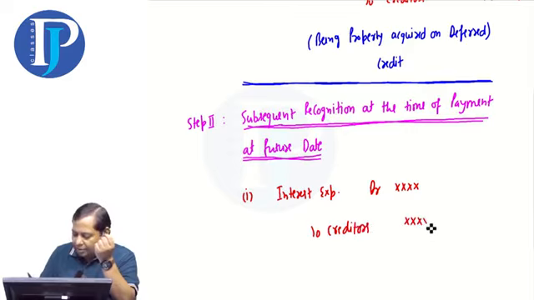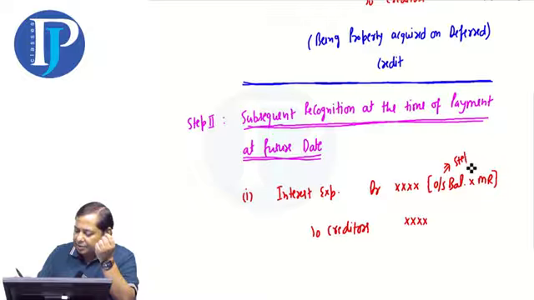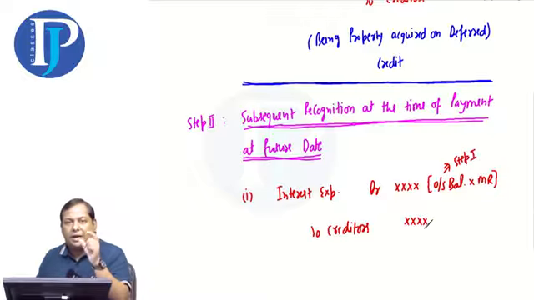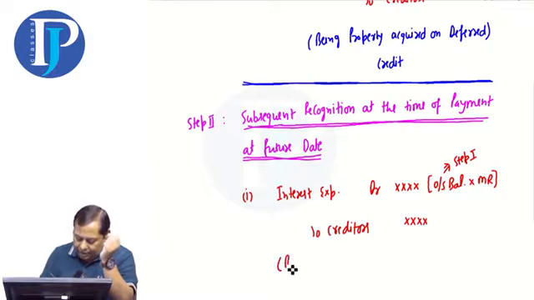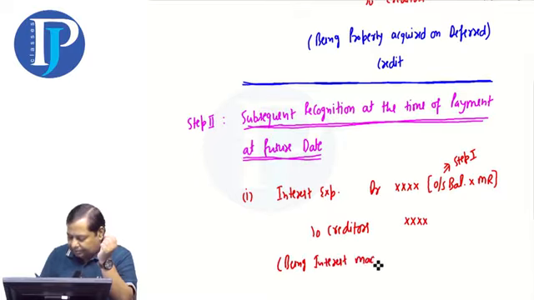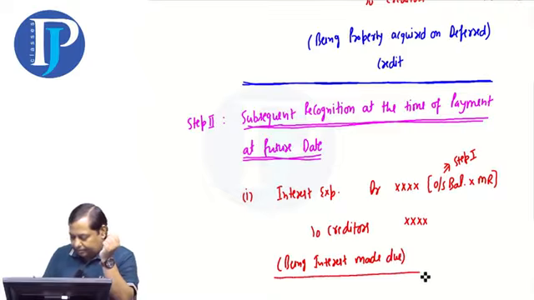First, we need to do the interest. How is that calculated? Outstanding balance at the market rate. You would have gotten this from the first step. The interest is calculated on the outstanding balance, and we will write being interest made due. You have made the interest due.